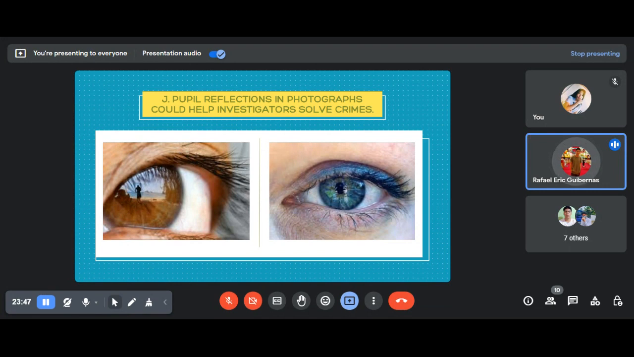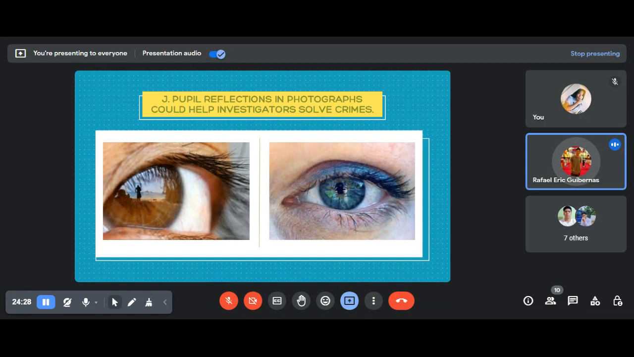So the last one of my report is that pupil reflection in photographs could help investigators solve crimes. Dr. Rob Jenkins of the University of York's Department of Psychology published a study that showed how pupils in photographs of faces can be mined for hidden information. The study simulated crime photos in which victims are photographed by attackers to examine the reflection in the eyes of those being photographed.